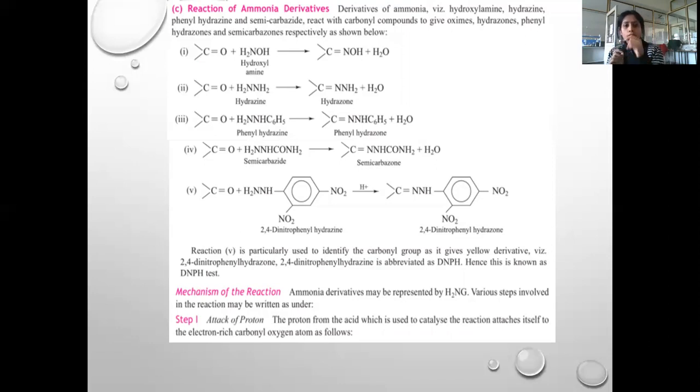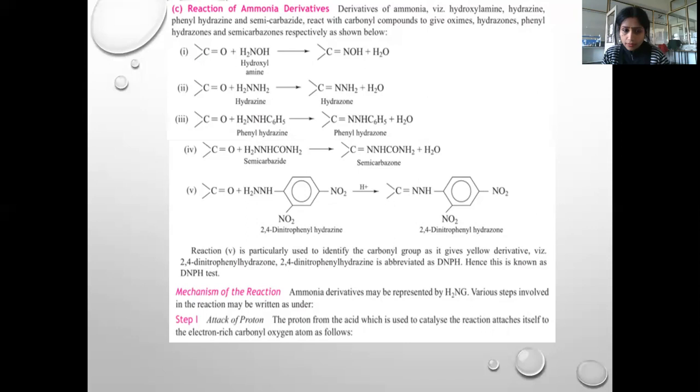So in case of hydroxylamine, it gives oxime. Then in case of hydrazine, it gives hydrazone. Phenylhydrazine gives phenylhydrazone. Semicarbazide gives semicarbazone. And 2,4-DNP, that is 2,4-dinitrophenylhydrazine, gives its respective hydrazone. Now this fifth reaction is particularly important because it is used to identify the carbonyl group. When you do mixture analysis, you will use this reagent to form the respective hydrazone, and that is what is called the DNPH test.